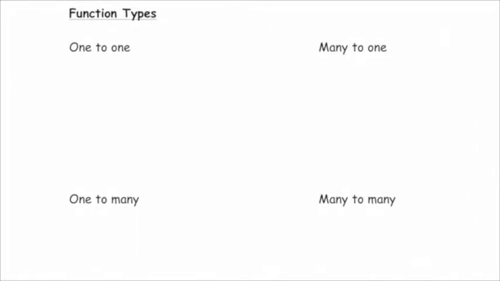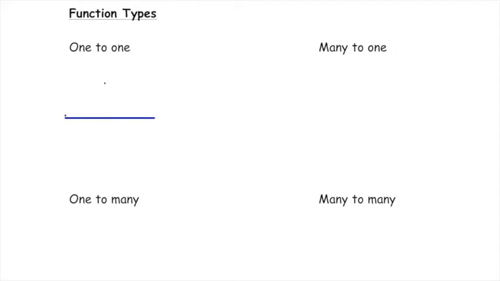Okay, so we have different types of functions. The 4 different names that we give to types of relationships are one-to-one, many-to-one, one-to-many, and many-to-many. So we're going to have a look at what that actually means.